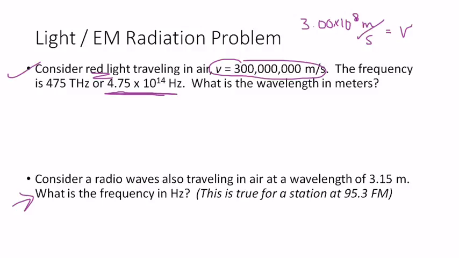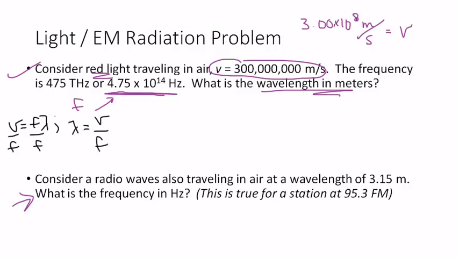Okay, so this is the frequency, and we're supposed to come up with the wavelength of red light in meters, which sounds like kind of fun, doesn't it? So we know that velocity of any wave is equal to frequency times the wavelength. We're going for wavelength, so we're going to divide both sides by frequency to get wavelength by itself. Wavelength then is equal to velocity divided by frequency.